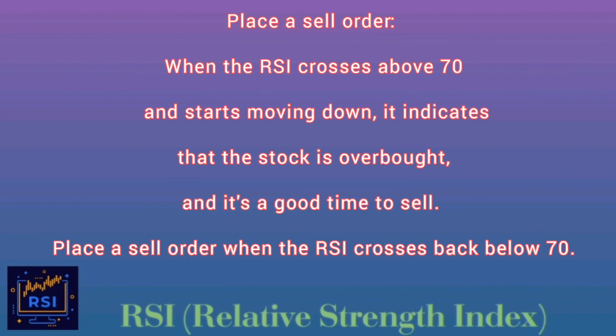Place a sell order. When the RSI crosses above 70 and starts moving down, it indicates that the stock is overbought, and it's a good time to sell. Place a sell order when the RSI crosses back below 70.